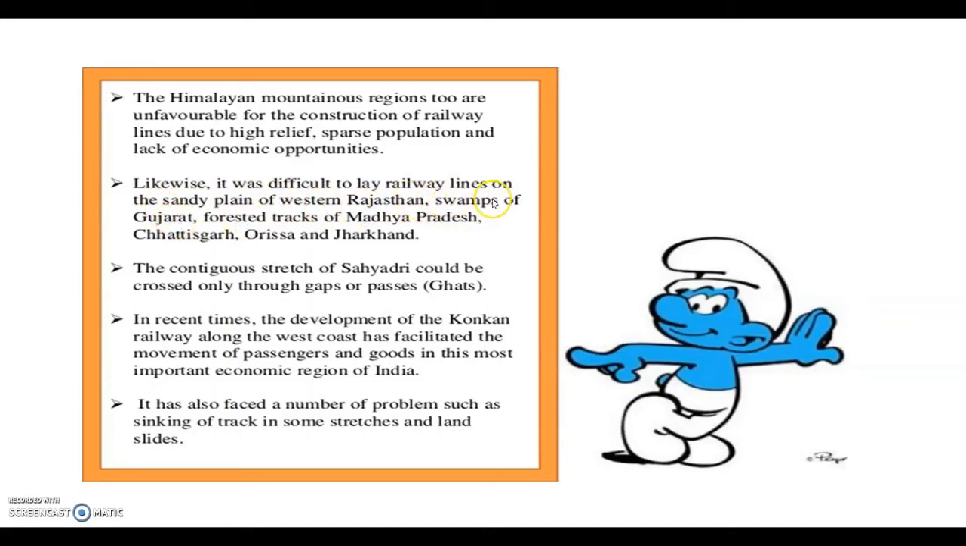What do you mean by swamps? Waterlogging areas. Swamps of Gujarat, forested tracts of Madhya Pradesh, Chhattisgarh, Orissa, and Jharkhand. The contiguous or sequential stretches of Sahyadri could be crossed only through gaps or passes. In recent times, the development of the Konkan Railway along the west coast has facilitated the movement of passengers and goods in this most important economic region of India. It has also faced a number of problems such as sinking of track in some stretches and landslides.